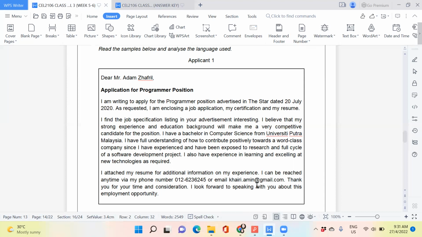So email address, like I said last week, jangan guna email address yang nama pelik-pelik, for example, doraemon@gmail.com. So that is unacceptable. You're applying for a job here, okay? Alright, so you're applying for a job, make sure it's all formal. So use your proper name. Okay, for example, your name is Khairi Amin. So you tulis khairi.amin@gmail.com. So this is an acceptable Gmail account name.